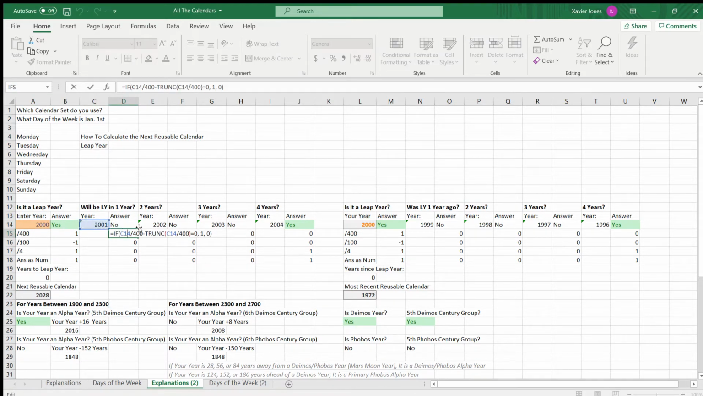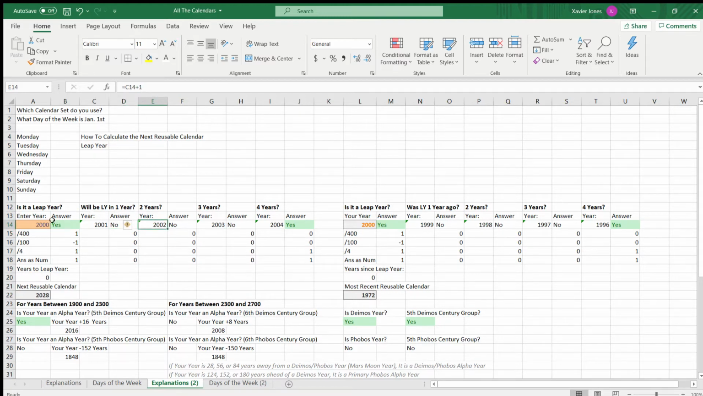It'll say, is this divisible by 400? Is it divisible by 4? Is it divisible by 100? It'll do the exact same calculations. And we do that for the year, and for up to 4 plus years. So we do A14 plus 1. We do C14 plus 1, which would be this. This is C14. We do E14 plus 1, which is this. This is E14. And we do G14 plus 1, and this is G14. So we get our 2000, 2001, 2002, 2003, 2004.